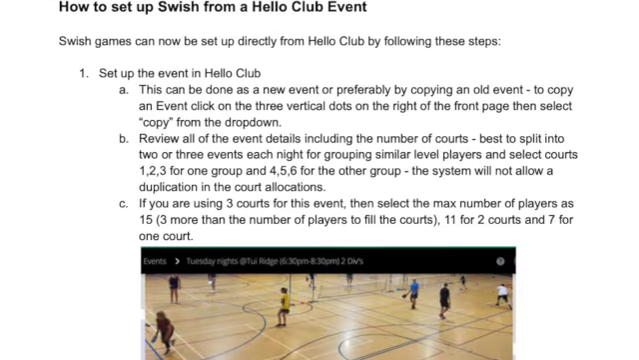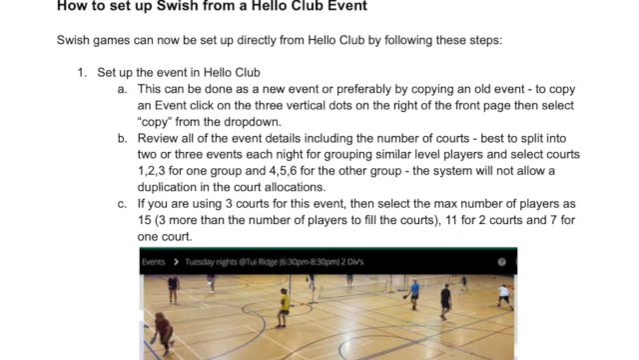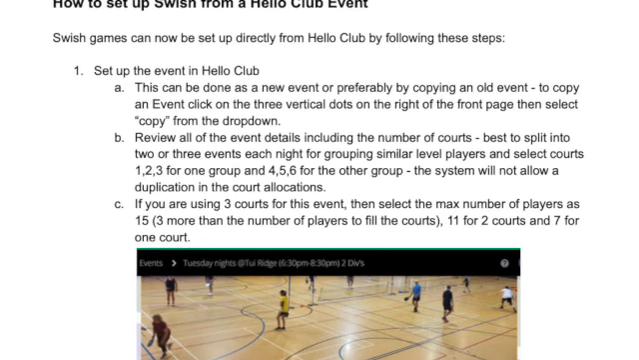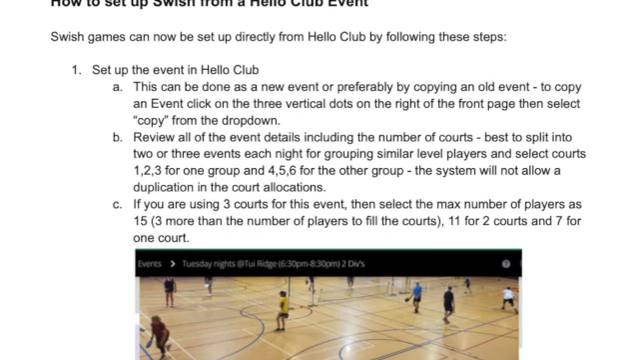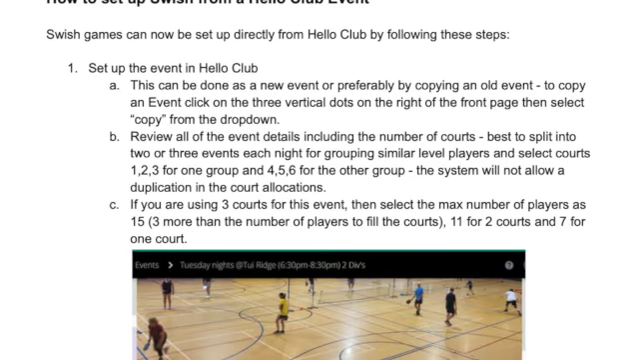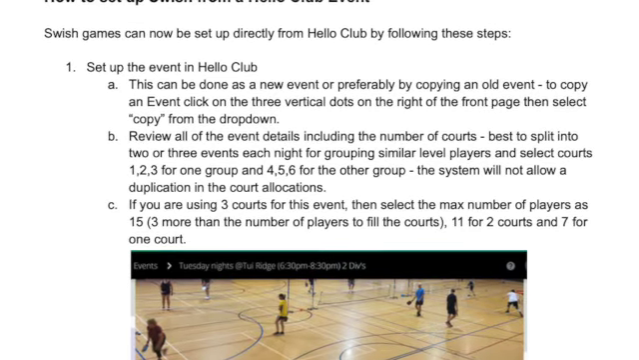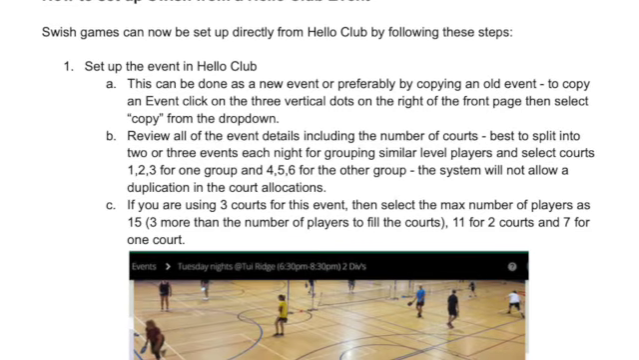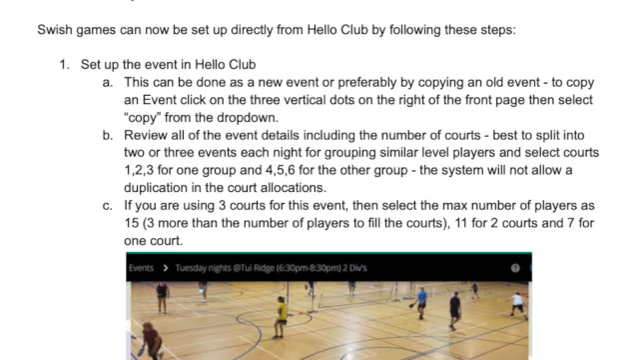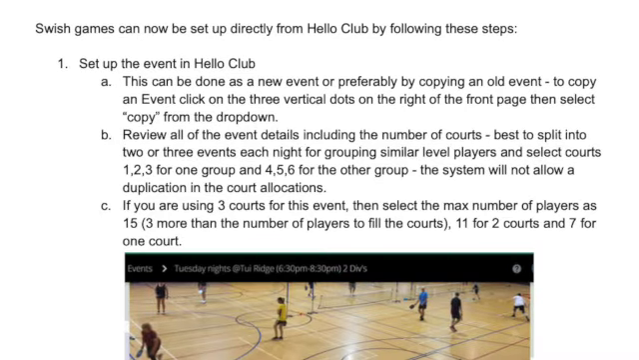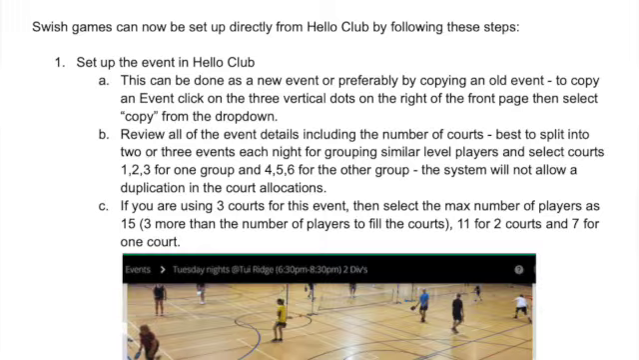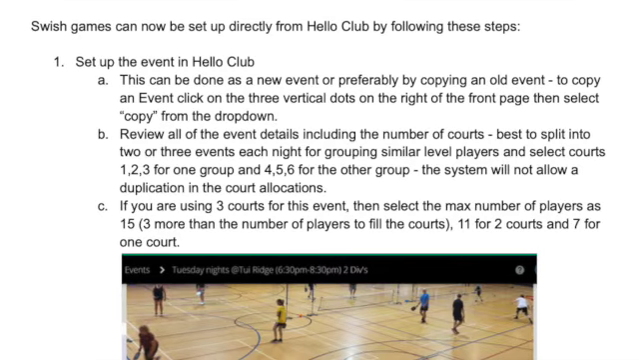It's best to split into 2 or 3 events for each night so that you can have similar levels on the courts. So you might do courts 1, 2, and 3 for one group and 4, 5, and 6 for the other group if you're doing 2 groups, for instance. The system won't allow for duplication, so you can't have one event saying that it's got all 6 courts. It won't let you do 2 events like that. So that's why you've got to correct the court allocation.